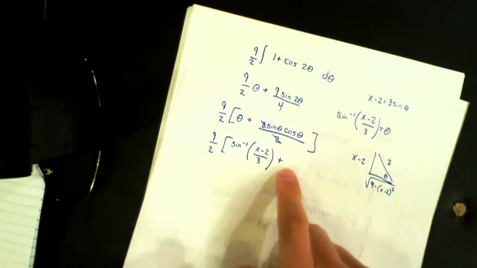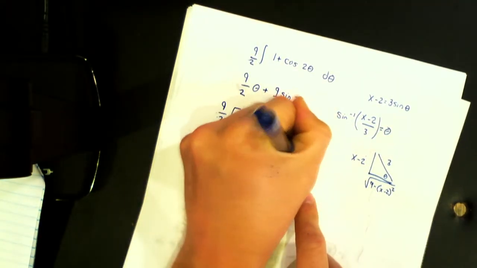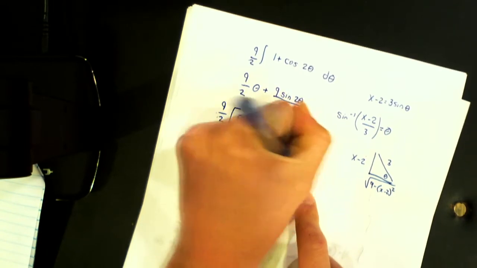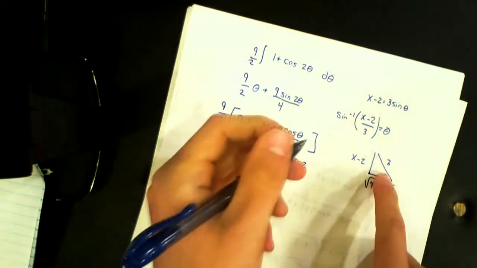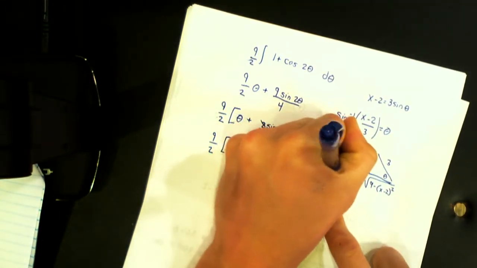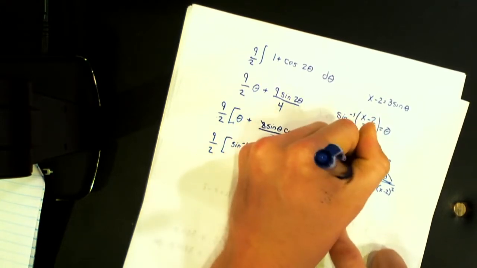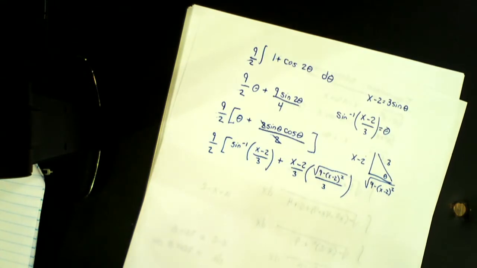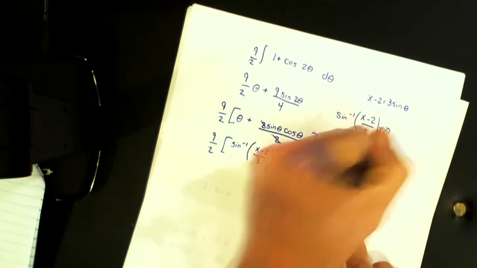Okay, so plugging it in, sine theta is the same as it was before, and then cosine theta is just adjacent over hypotenuse. So we get this. Okay. That is what you would have. And we just need the plus c at the end.